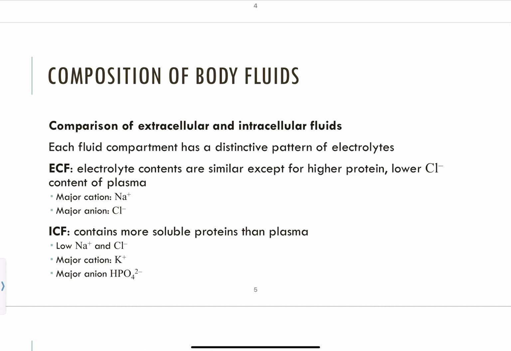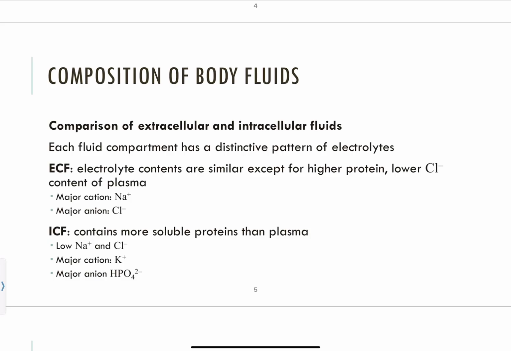So make sure you understand the major cation and the major anion for both the extracellular fluid and the intracellular fluid. Our major cation for the extracellular fluid is sodium, and our major cation for the intracellular fluid is going to be potassium. And these concentrations are going to reflect the sodium-potassium pump. So remember, all plasma membranes have the sodium-potassium pump that's going to pump 3 sodium out into the extracellular space for every 2 potassium that it brings in. So this is why we see those high concentrations of sodium outside and the high concentrations of potassium inside.